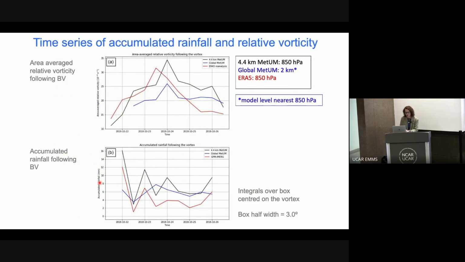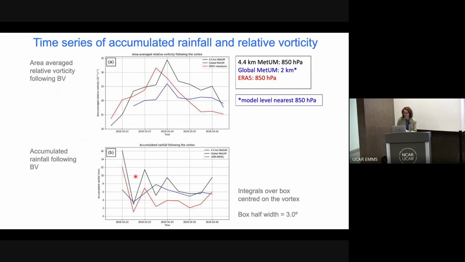To compare it a little bit more, we're looking here at time series of the relative vorticity and the precipitation following the vortex. The black line is the 4.4 kilometer model, the red line is ERA5, and the blue line is the global model. You can see that the convection permitting model does a pretty good job at capturing the evolution of the relative vorticity throughout the lifetime of the vortex. The global model is not doing a bad job either. It's not great at the end, it's not perfect, but it's doing a reasonably good job.